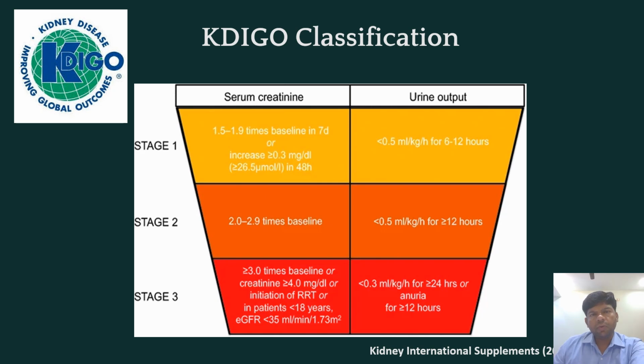Nowadays, we are following this KDIGO classification to define acute kidney injury. Before that, RIFLE and AKIN criteria were used for the definition of AKI, but there were some shortcomings in those criteria that are addressed in this KDIGO classification. They have divided AKI into three different stages: stage 1, stage 2, and stage 3, on the basis of the value of serum creatinine or changing trends of the urine output.